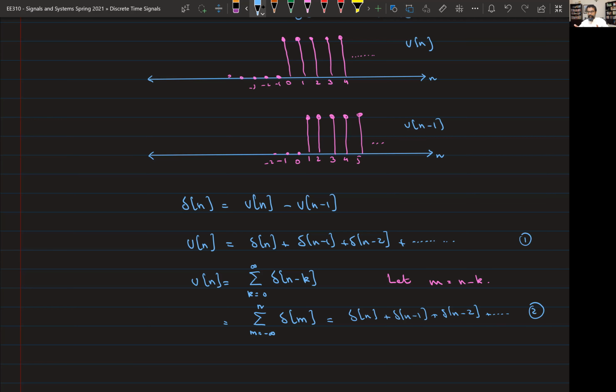So 1 and 2 are equivalent, right? These are the two expressions that we typically use to relate the unit step with the unit impulse. And there's a lot more that you can say about this equation number 2.